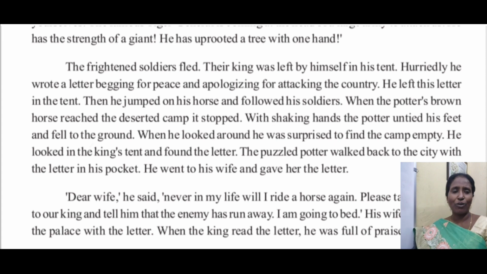Fled means ran away. All the soldiers ran away. The king was left by himself in his tent. Only the king was left. Hurriedly he wrote a letter begging for peace and apologizing for attacking the country. What the king did is he wrote a letter asking forgiveness. That is saying, sorry king, sorry for attacking your country. He left this letter in the tent. Then he jumped on his horse and followed his soldiers. The enemy king also ran away.